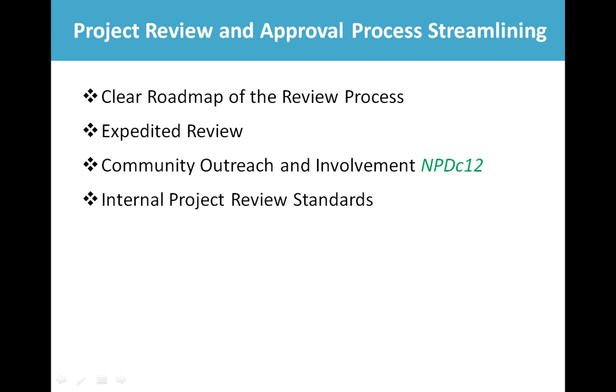Often the local project review and approval process can be long and difficult to navigate and involves the public late in the process. To avoid process pitfalls for neighborhood developments, municipalities can design a clear roadmap of the review process that is easy for project applicants to follow. They can provide expedited review for sustainable development projects to help applicants save time and money. They can include community outreach and involvement in project reviews to ensure the entire community is on board, and they can implement internal project review standards to negotiate with and encourage project applicants to include sustainable development amenities during the approval process.